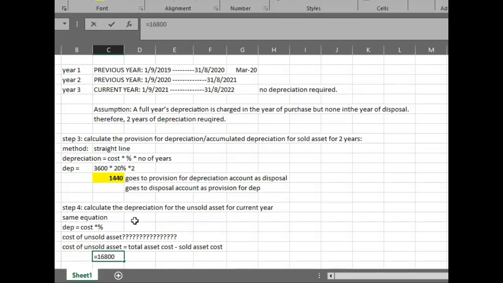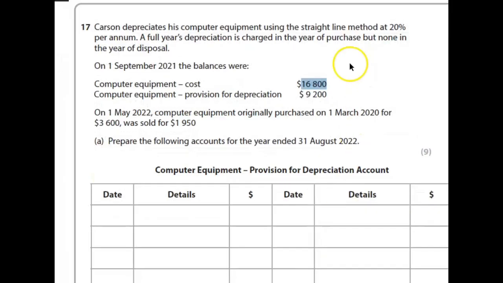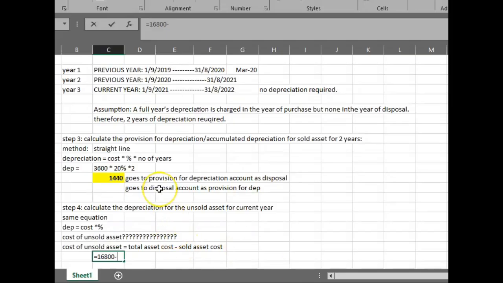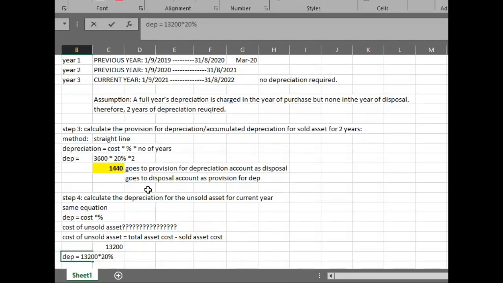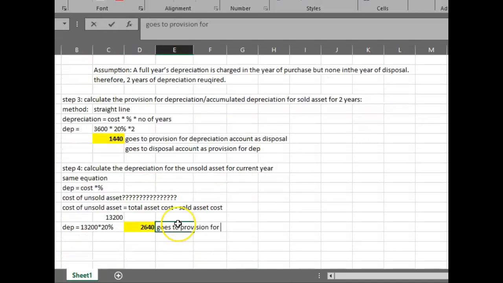We don't need to do that with the provision of unsold asset, as the straight line method doesn't require a provision. We have done that in NIAT question. You can check that out. Now, multiply this unsold computer cost with 20%, and you get $2,640. Now, this value in step 4 goes to provision for depreciation account as the income statement. The logic is that it's the expense for the year that we put in income statement under other expenses.